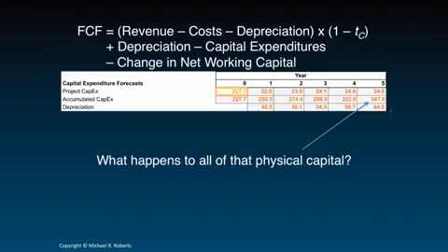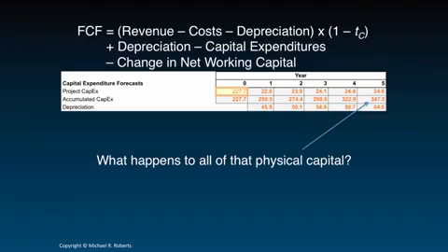Now, here's a question. What happens to all of this physical capital at the end of the project, at the end of the 5 years? It certainly doesn't evaporate. It doesn't disappear. We can sell it, or we can redeploy it for another purpose. So we need to recognize that. Otherwise, we're going to underestimate cash flows.